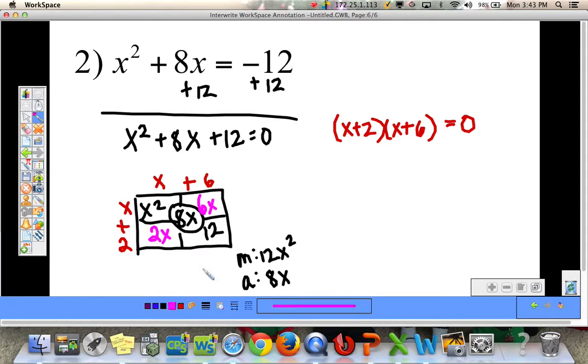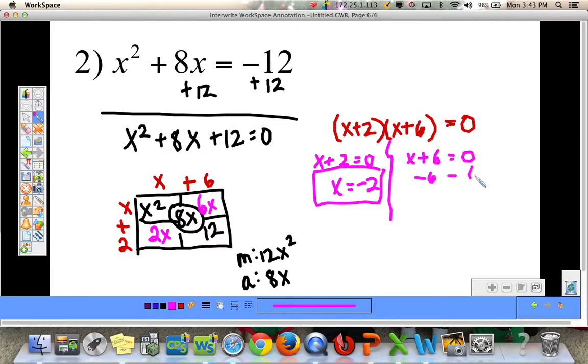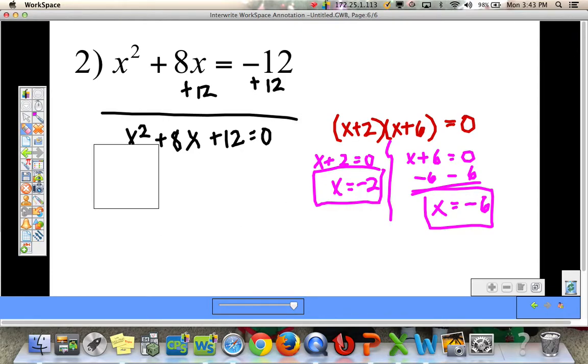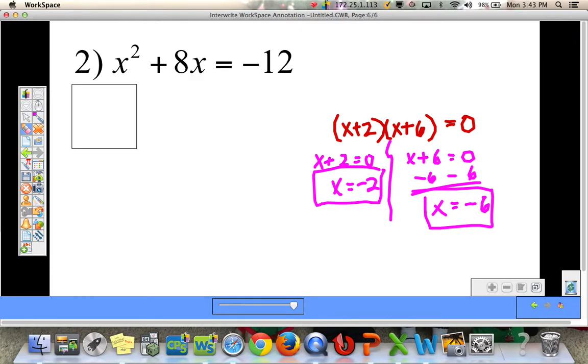All right, so if this is 0, we can split this up. What makes x plus 2 equal to 0? Well, x could be negative 2, so that would work. Let's try this one. x plus 6 equals 0. Subtract 6 from each side. x equals negative 6. So there's two answers here. Again, it's a parabola, that's why there's two answers. And we want a graph where y is 0. So here's what your function could look like.